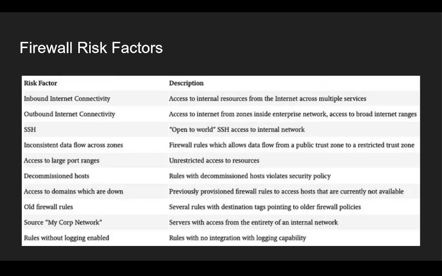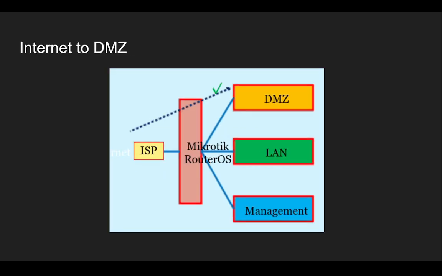Perfect. So what about the firewall risk factor? What about the password? The principal issues that people make when setting up a firewall are the following: inbound internet connectivity, access to internal resources from the internet across multiple services. Okay, so what is the solution? To perform just this direction: internet to DMZ, no more.